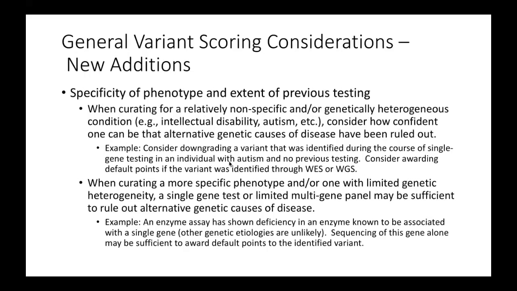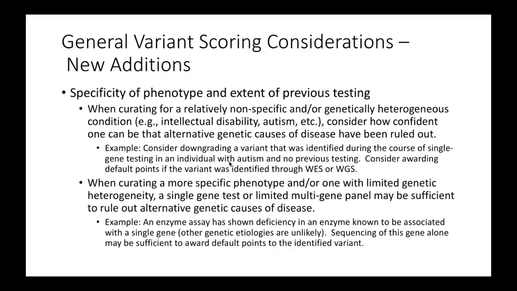Next, we went into other new additions for specificity of phenotype and extent of previous testing. We do want to indicate that when you are curating for a relatively non-specific or a genetically heterogeneous condition, you want to consider how confident you can be that alternative genetic causes of the disease have been ruled out. For example, consider downgrading your case or proband or variant that was identified during the course of a single gene testing in an individual with autism and no previous testing. You may also want to consider awarding default points if the variant was identified through whole exome or whole genome sequencing. Again, giving an indication that more genes were ruled out as a potential cause in this individual.